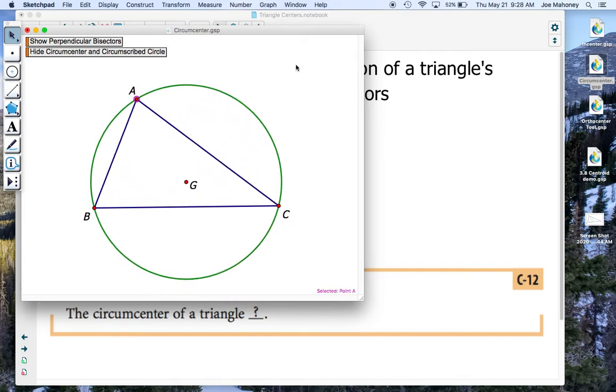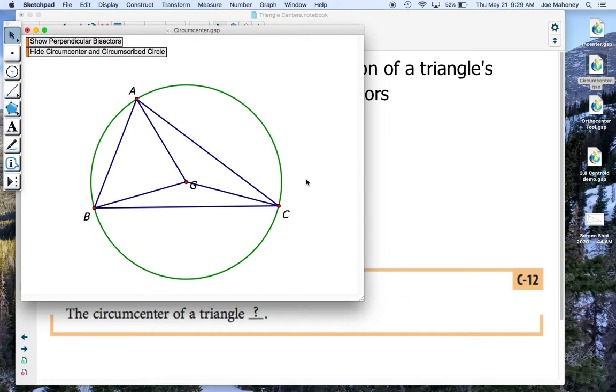Pretty neat. A cool thing about that is it means that the distance from A to G is a radius. Because we know in a circle a radius is constant, the circumcenter is equidistant from the three vertices of the triangle.